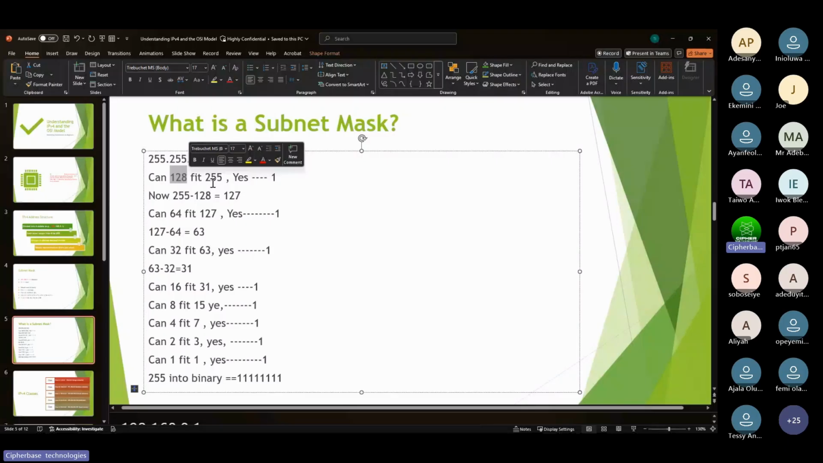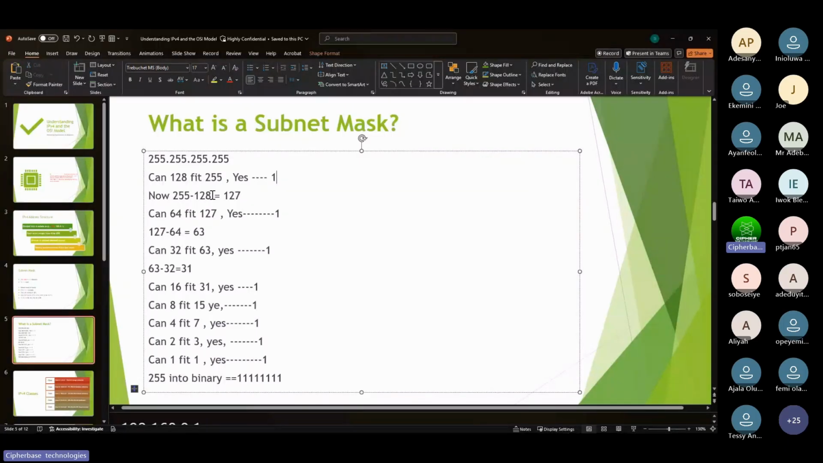You will see, we want to combine it to binary. That's our goal here. We want to combine everything we got to binary. Now, if you remove this 128 from this 255, we get 127.